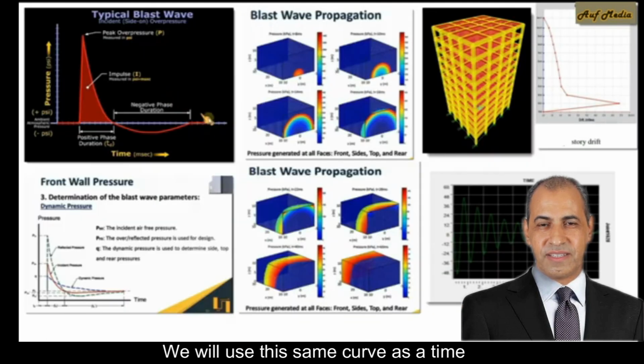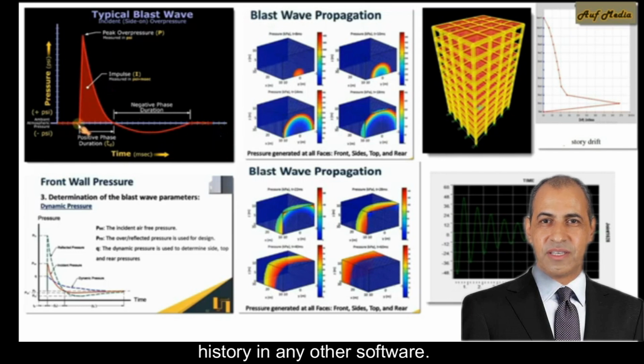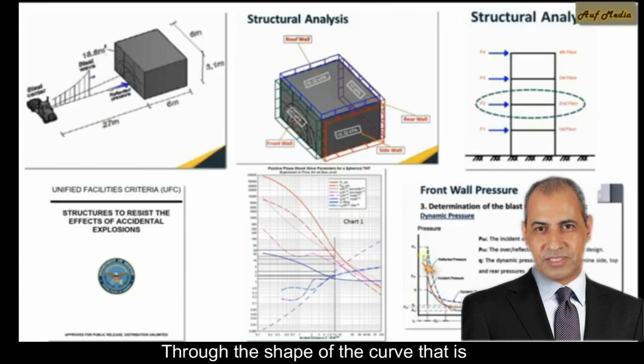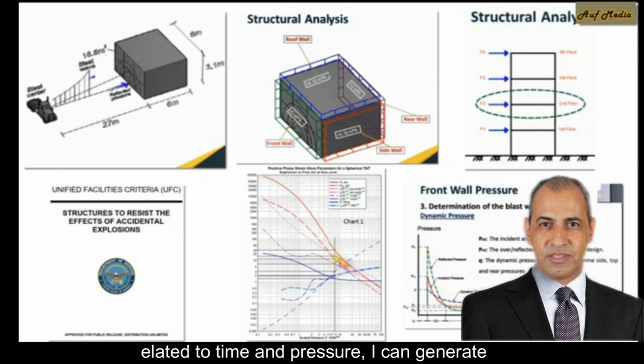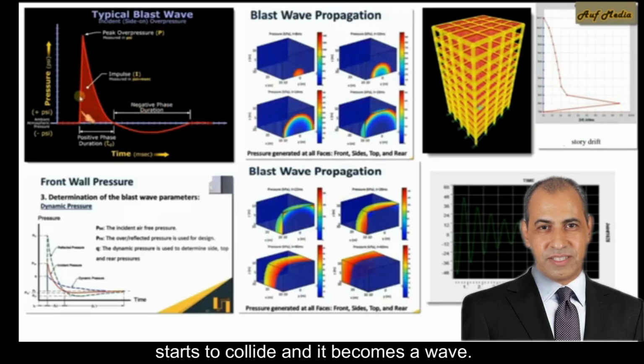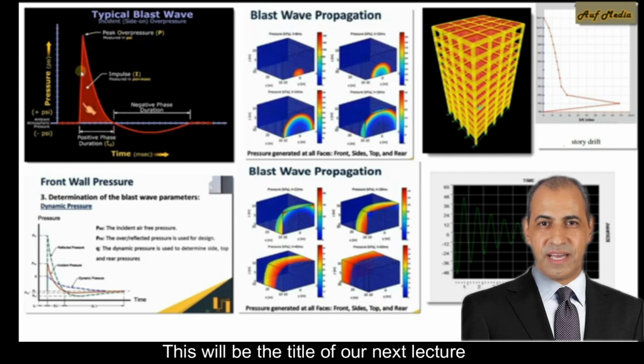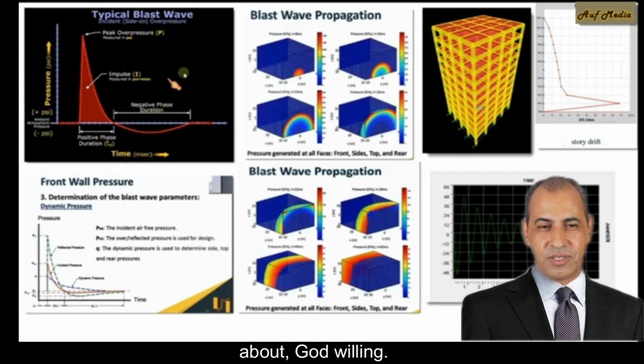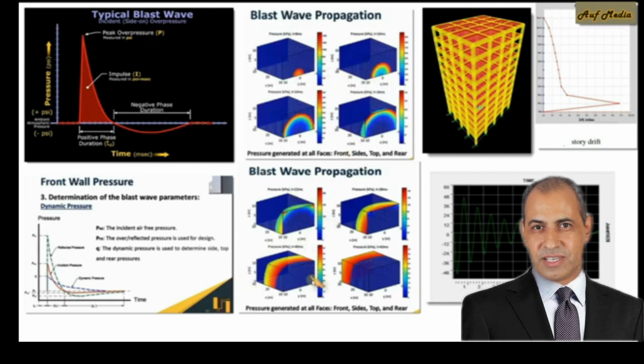The dynamic analysis is not very different because the curve that we saw in the static analysis, that we made an idealization and transformed conditions into a set of factors to calculate the pressure on each side of the building. We will use this same curve as a time history in any other software. Through the shape of the curve that is related to time and pressure, I can generate the waves that come on my building. As you can see, the propagation of the wave starts to collide and it becomes a wave. The wave is more or less, and then it crosses our building. This will be the title of our next lecture about dynamic analysis. Now you know the story that we will talk about.